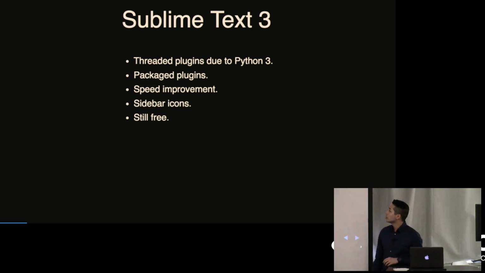So first off, I want to start talking about Sublime Text 3. If you guys are not already using Sublime Text 3, I highly recommend you start using it. It includes all the newest features like speed improvements and plugin improvements, and new features such as sidebar icons, and it's still free. That's the most important part.